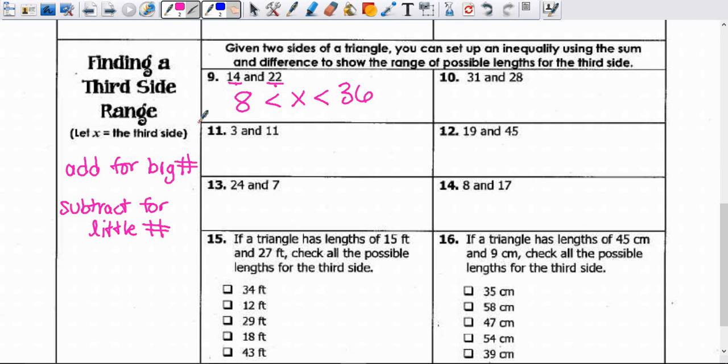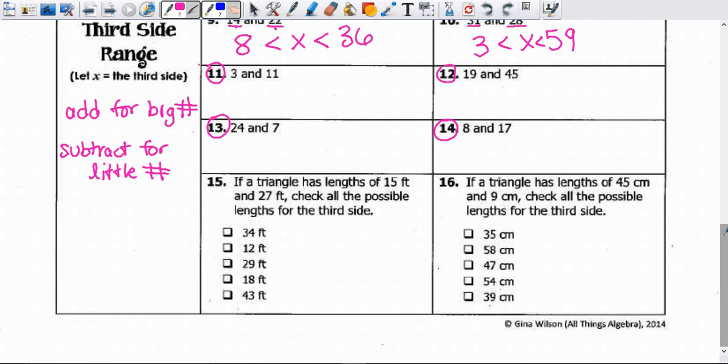So over here with number 10, 31 and 28 are the two sides I know. So to find the third side, I'll subtract. 31 minus 28 is 3. So x has to be between 3 and 31 plus 28, which is 59. Okay? So anywhere between 3 and 59. It can be a really wide range like that one, or it could be smaller ranges. But that is all your possible options. All right? Now on your own, you'll have to go complete 11, 12, 13, and 14. And I will show you how to do number 15, and then you will do 16 also on your own.